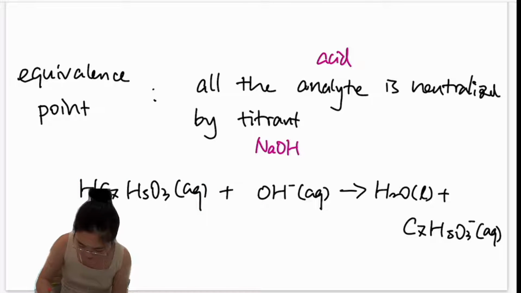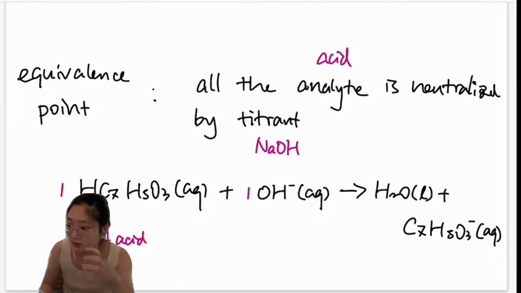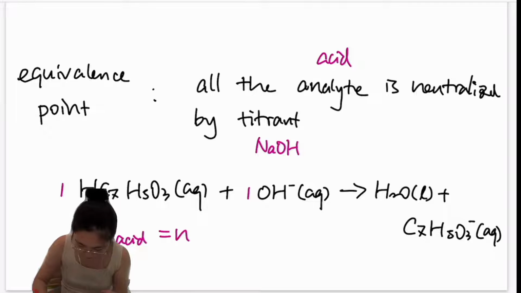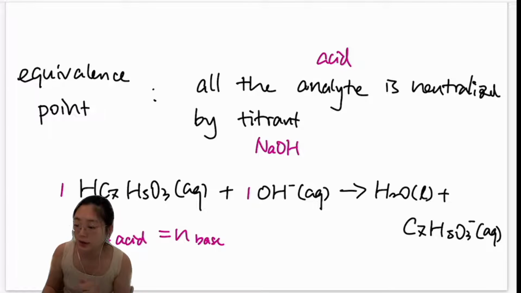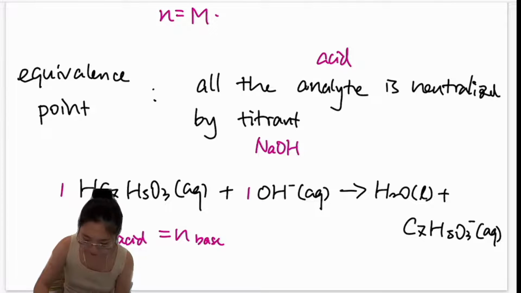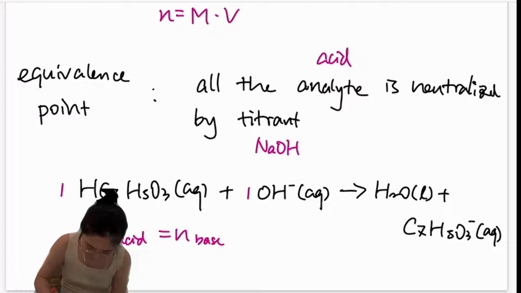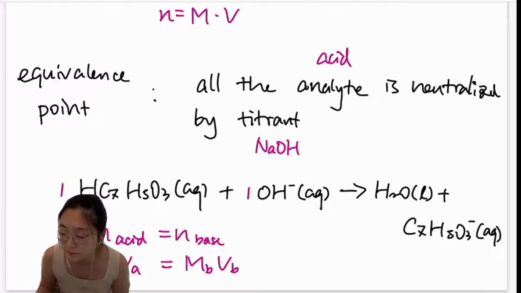So the mole ratio in which they react is 1:1, which means at the equivalence point, when all of the benzoic acid is neutralized, the number of moles of the benzoic acid that was in the analyte is equal to the number of moles of the base that I added. And how do you calculate the number of moles for a solution? The number of moles is equal to its concentration times volume. So the concentration of the acid multiplied by its volume is equal to the concentration of the base multiplied by its volume.